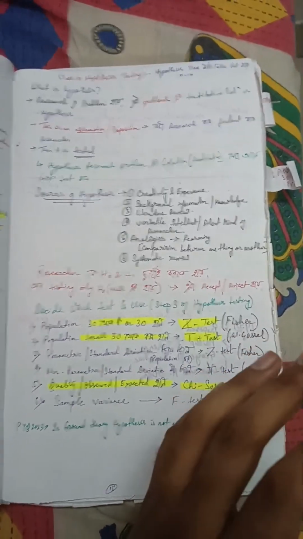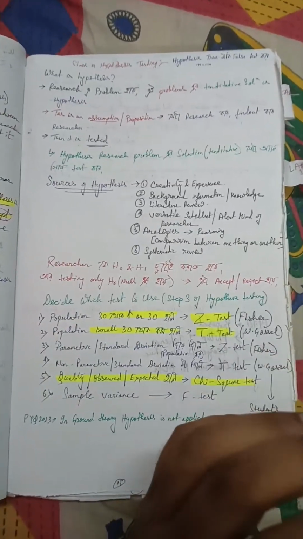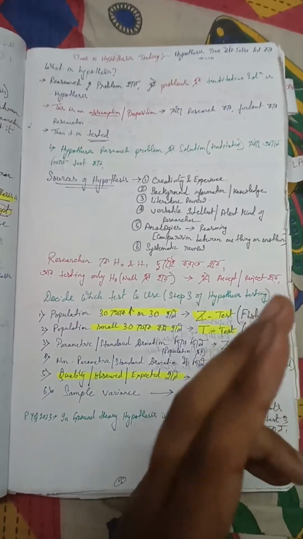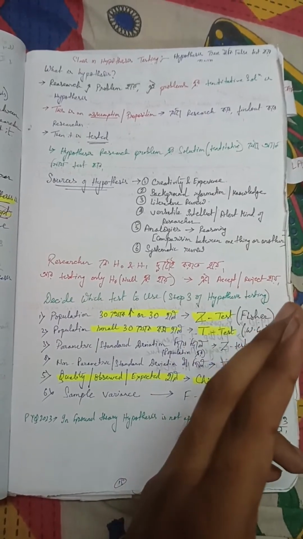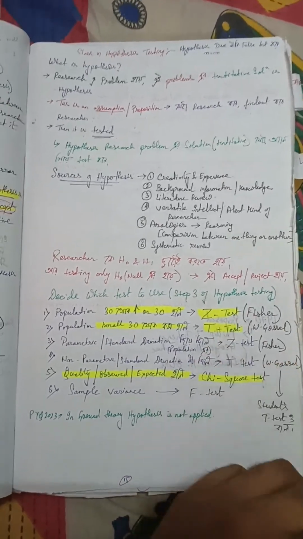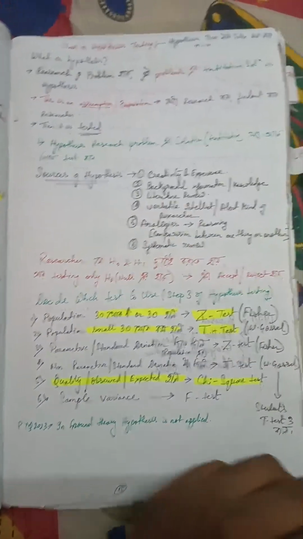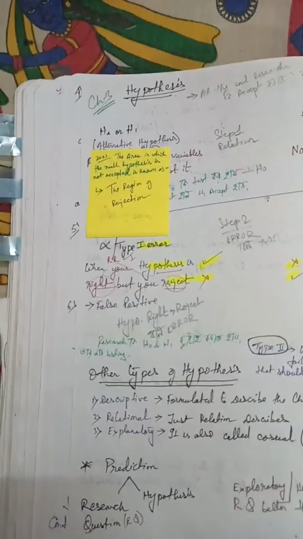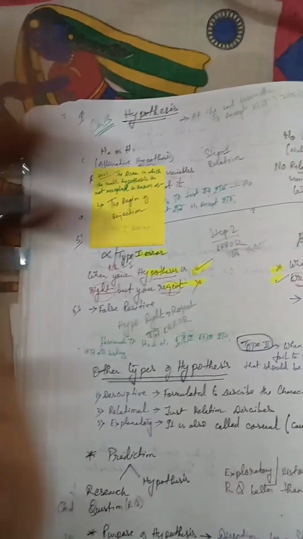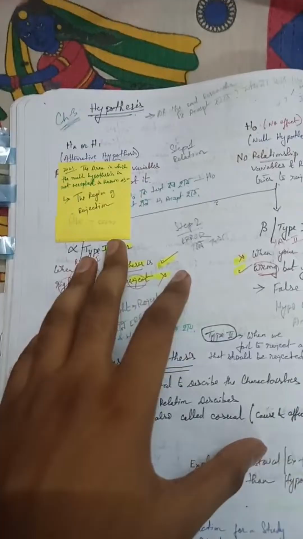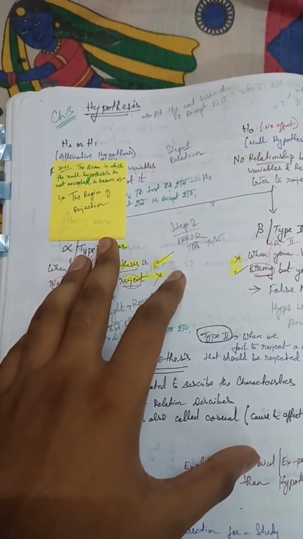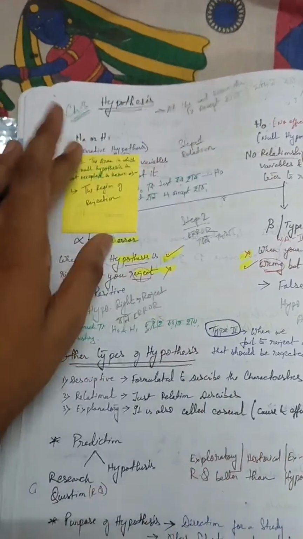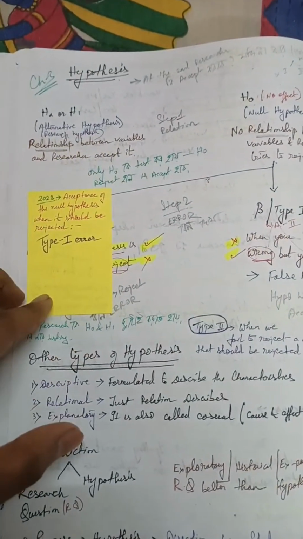From the exam point of view, hypothesis can be divided into two parts. One is null hypothesis and the other one is alternative hypothesis. Okay, so first let's jump into a previous year question. What is this particular topic? We can say the area in which the null hypothesis is not accepted is known as the region of rejection.